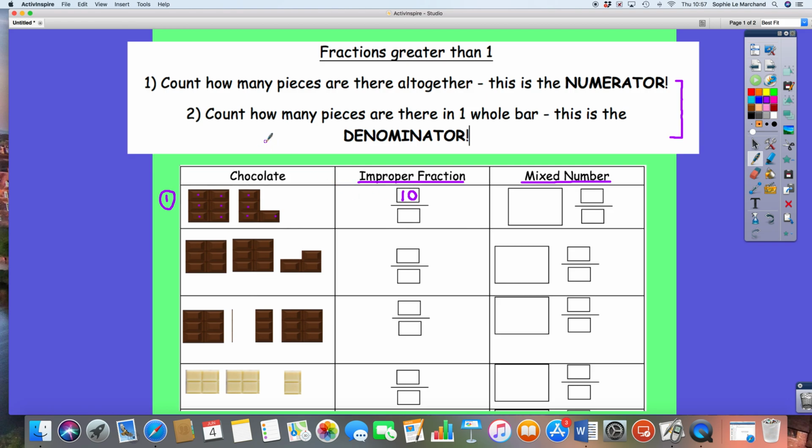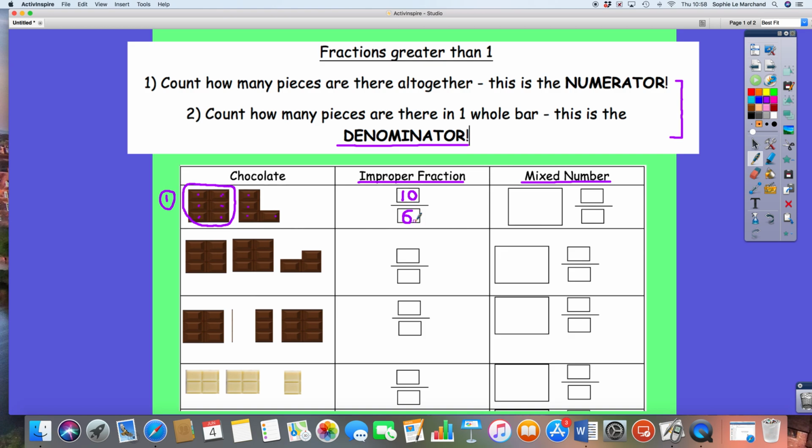And then we also need to count how many pieces make up one whole bar of chocolate, because this is the denominator. Now as you can see, this is one whole complete bar in this case, and we can see that there are 1, 2, 3, 4, 5, 6. So 6 pieces make up one whole bar. Okay, so as an improper fraction, the amount of chocolate shown here is 10/6.